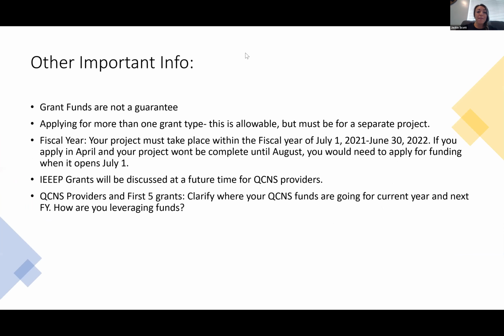So some other important information I want to share before I get too deep into the weeds is that grant funds aren't a guarantee, and we're really making the best decisions on behalf of our agency for our community. I'll talk about this a little bit later too, but we're looking at how many kids are being served, what's the community impact, what's the need. So if you apply and you're not approved, there's a lot of different factors that we're looking at, and we're trying to make the best investment possible for the greatest number of kids and families in our community. So these funds are not guaranteed; it's competitive.